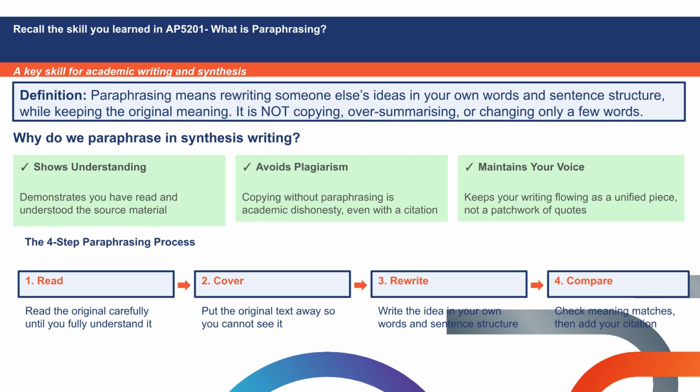Let's recall paraphrasing. It is rewriting someone else's ideas in your own words while keeping the original meaning. We paraphrase to show understanding, avoid plagiarism, and maintain our unique voice. The process involves 4 steps: read, cover, rewrite, and compare.